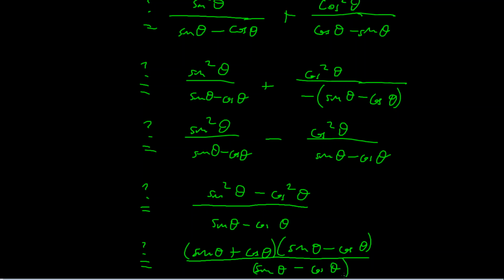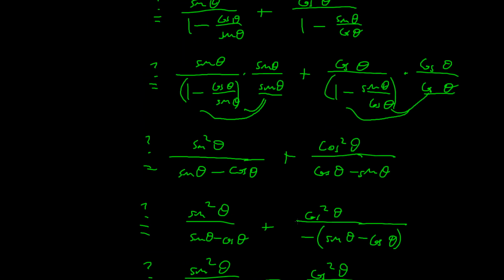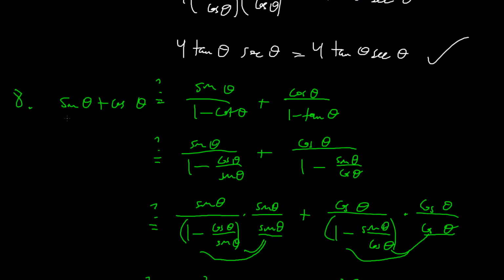And now this factor, sine theta minus cos theta, cancels out with the one on the bottom, and I am left with sine theta plus cos theta, which is what the left side is. So we have shown, or we have verified, this trig identity.